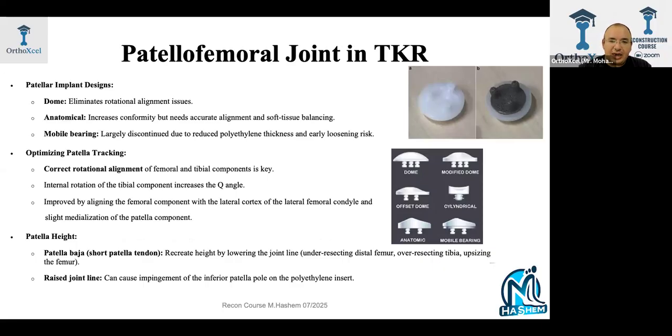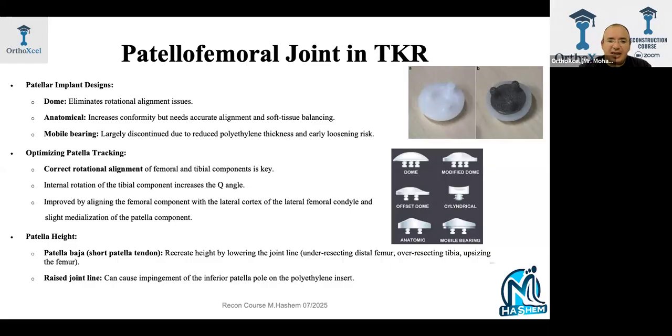Patellofemoral, again, you need to choose an implant design which is fitting your femoral component. You need to be sure that the dome is enough to eliminate any rotational malalignment. You have to put it anatomically. You have to medialize your button, and you have to be sure you have proper tracking on table.